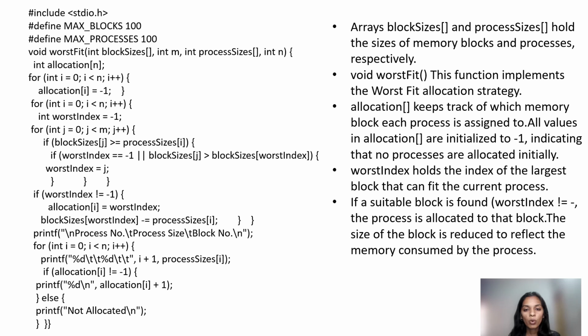worstIdx holds the index of the largest block that can fit the current process. If a suitable block is found, that is, worstIdx is not equal to -1, the process is allocated to the block. The size of the block is reduced to reflect the memory consumed by the process.